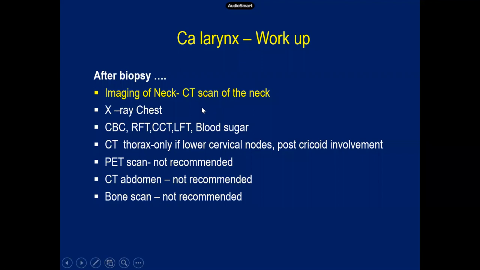Then there are certain situations where we need to do a CT thorax. Suppose a patient has subglottic extension coming down and you suspect tracheal infiltration by that T4a. Patients who have extension into the postcricoid and cervical esophagus, or patients who have lower cervical nodes, all need a CT scan of the thorax. Otherwise, an X-ray chest is fine. No need for a PET CT in the initial staging of the larynx. There is no need for a CT abdomen or a bone scan.